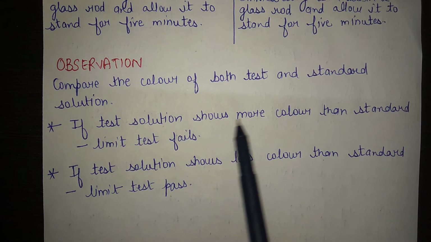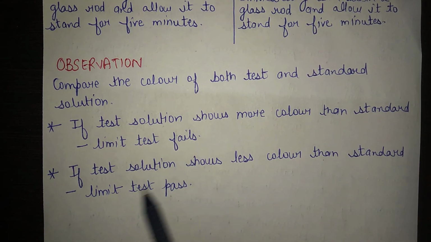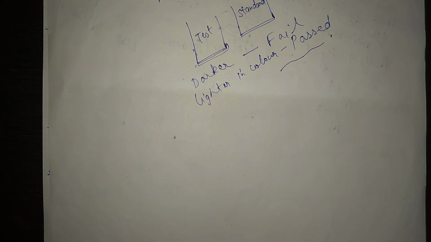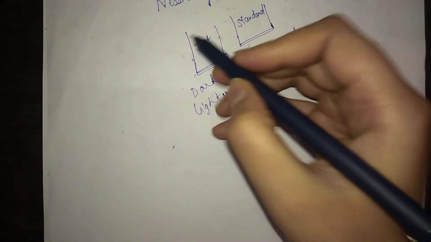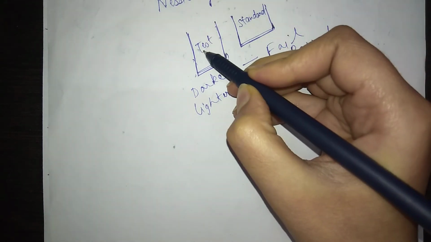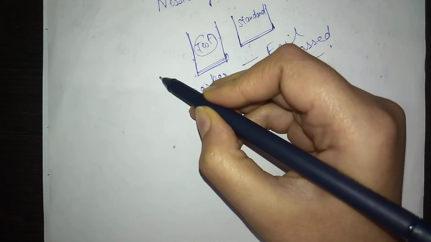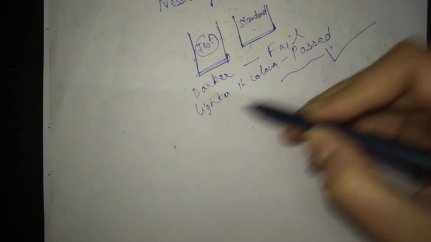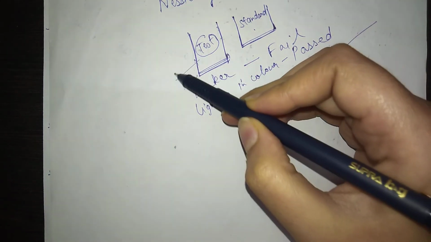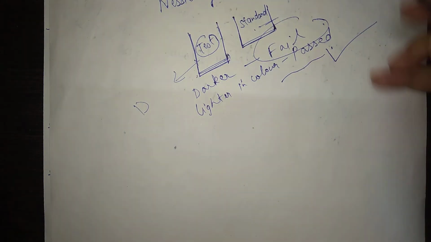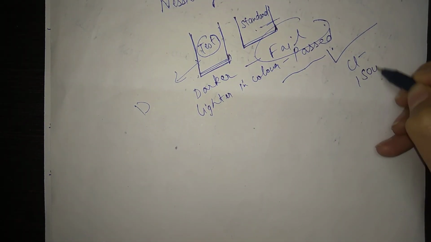If the test solution shows more color than the standard, the limit test fails. If the test solution shows less color than the standard, the limit test passes, which means that the purple colored ferrous thioglycolate complex will be formed. So this is our test solution, this is our standard solution. If the color of the test solution is lighter, or we can say less purple than the standard, it means our limit test will pass. But if this purple color is darker than the standard, it means the limit test will fail.